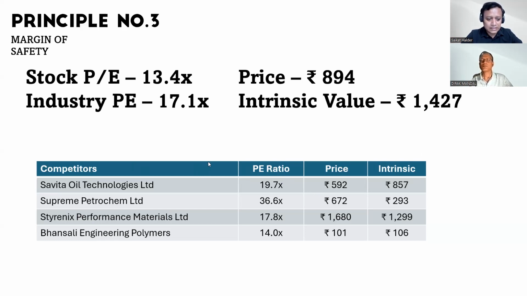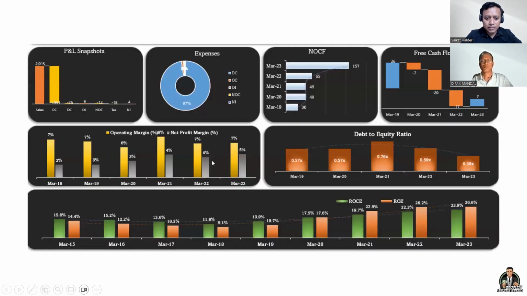Now, that is another thing. If you look at their competitor, based on that competitor, this company's PE is very low, and you can see that this company's intrinsic value is much higher. Now this principle is also being followed. There are other principles that you need to look at over here.